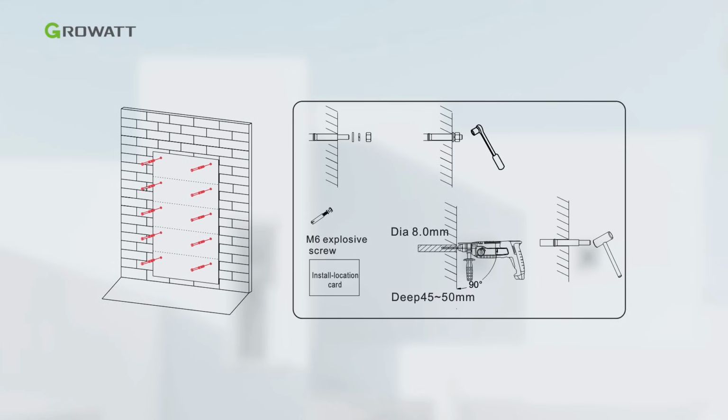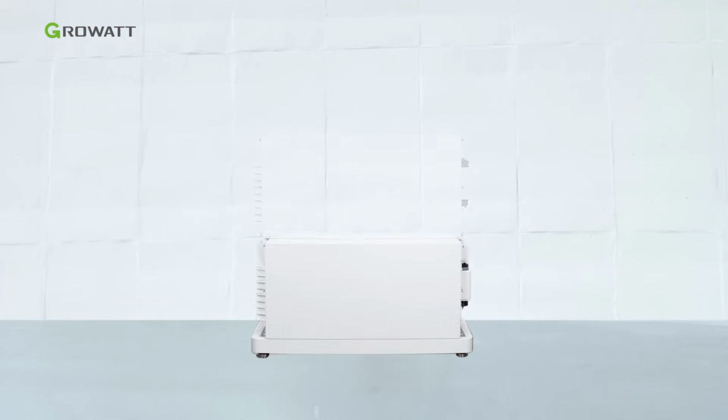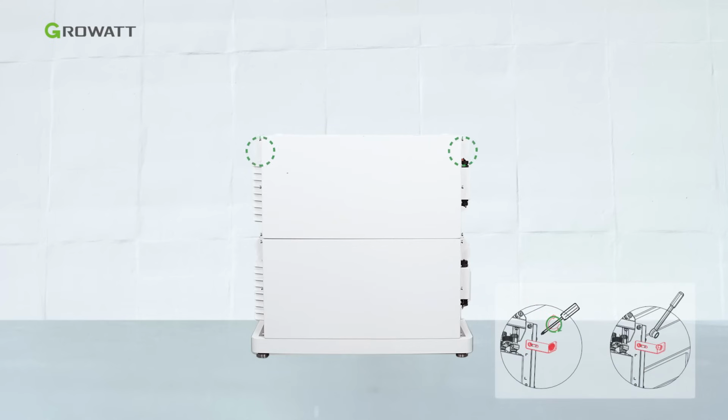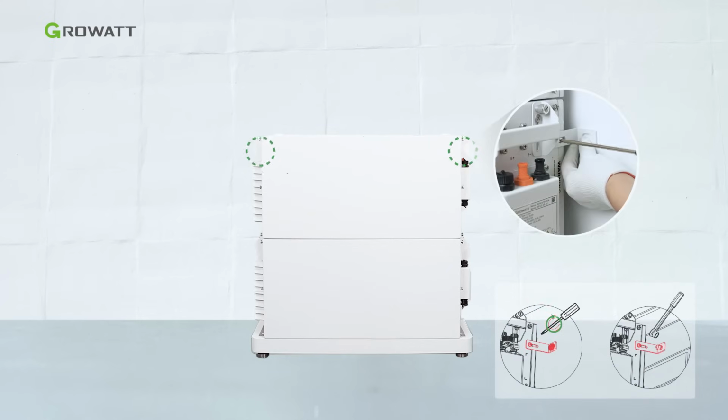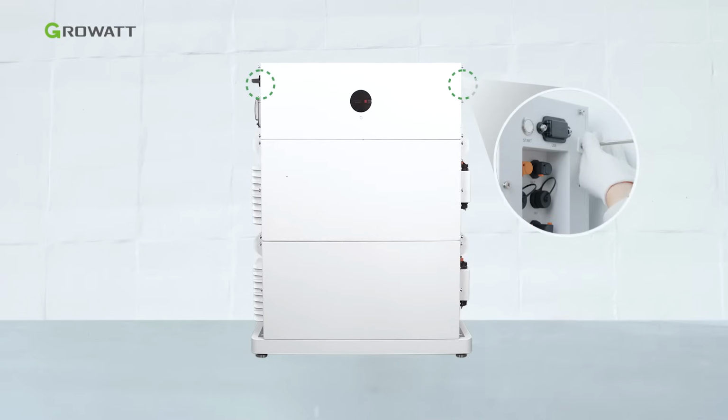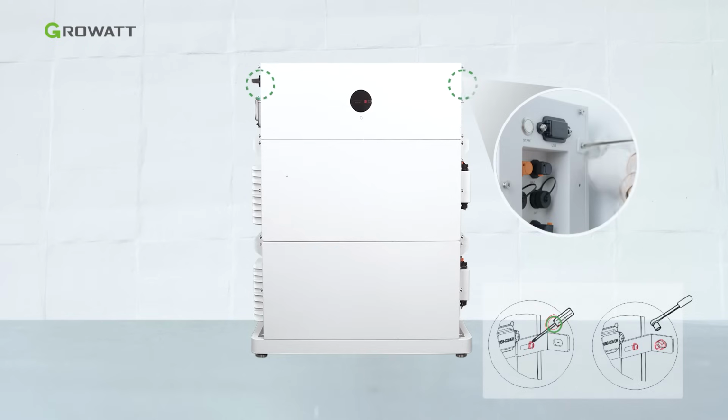Use the marking-off template to accurately align the screw holes and fix the M6 screws in the wall. Stack the second battery module onto the first one, attaching the anti-tipping plates to the battery module, then secure it to the wall. Place the P0 power module on the top and repeat the previous steps to fix the power module.